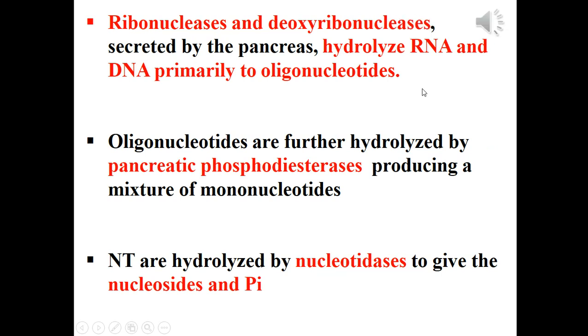Ribonucleases and deoxyribonucleases are both enzymes secreted by the pancreas to hydrolyze the RNA and DNA primarily to oligonucleotides. It means ribonuclease for RNA and deoxyribonuclease for DNA. The oligonucleotides are further hydrolyzed by pancreatic phosphodiesterase enzyme to produce a mixture of mononucleotides. Then nucleotides are hydrolyzed by nucleotidase to give nucleoside and inorganic phosphate.